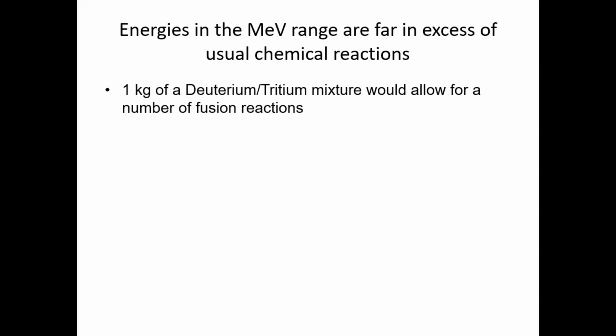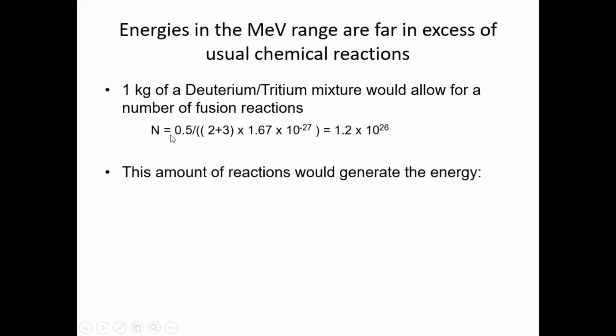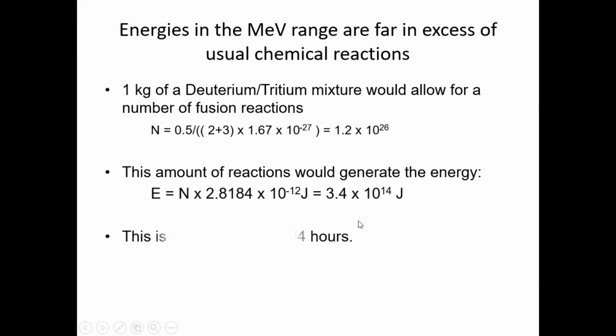One kg of deuterium and tritium mixture would allow a number of fusion reactions. Let us find out. Here it is 0.5, because of the 2 plus 3, divided by the average mass, multiplied by 1.6 into 10 to the power minus 27. So the total number of fusion reactions would be this. This amount of reaction will generate about this much energy. And this is 4 gigawatt for 24 hours.